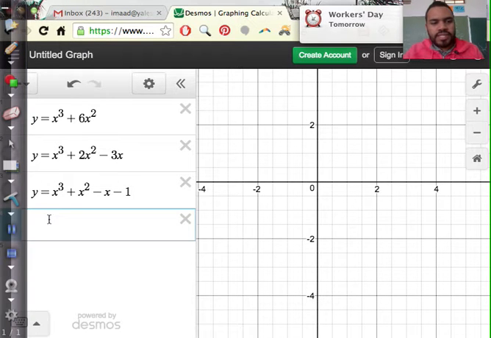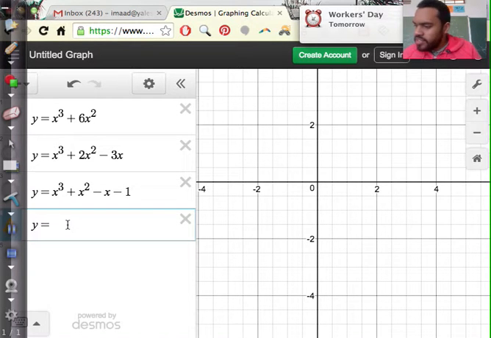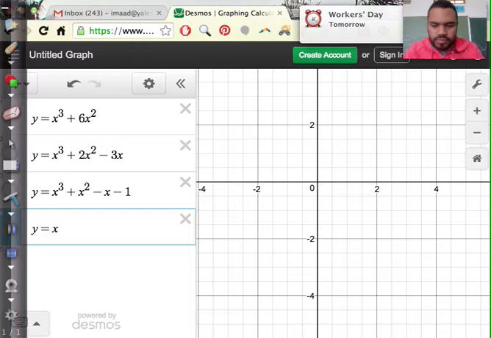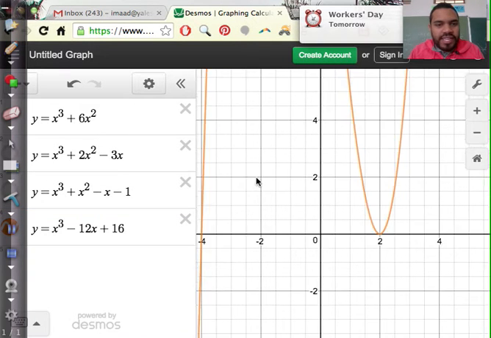Y equals x cubed plus 2x, minus 12x plus 16. Okay, so this is what your graph should look like.